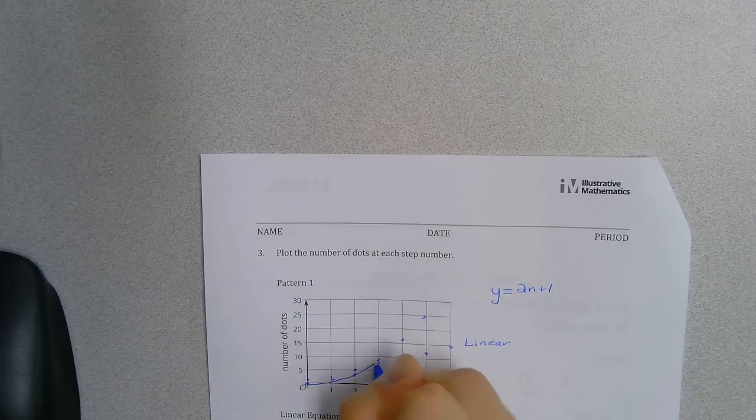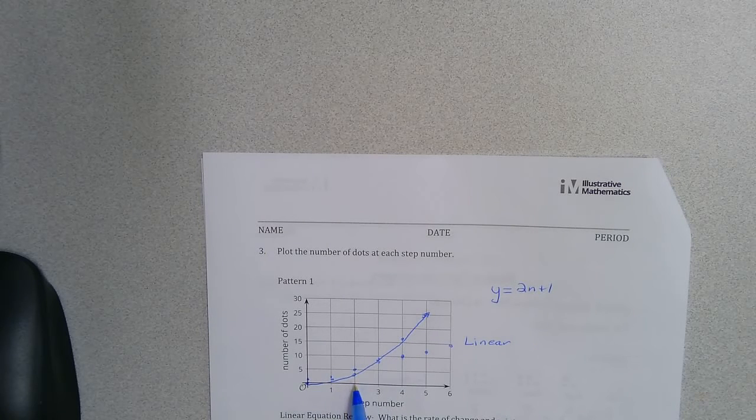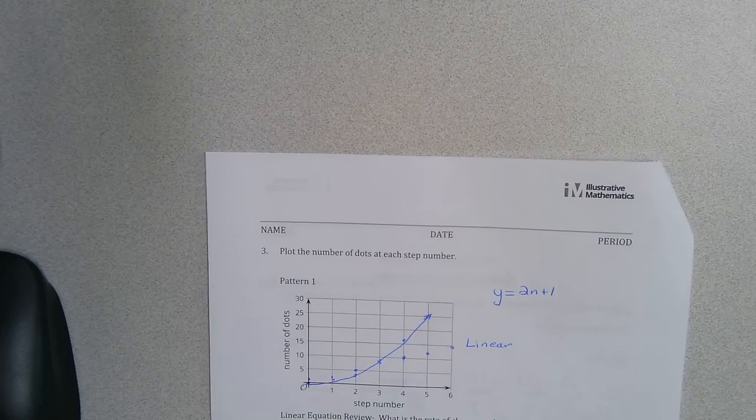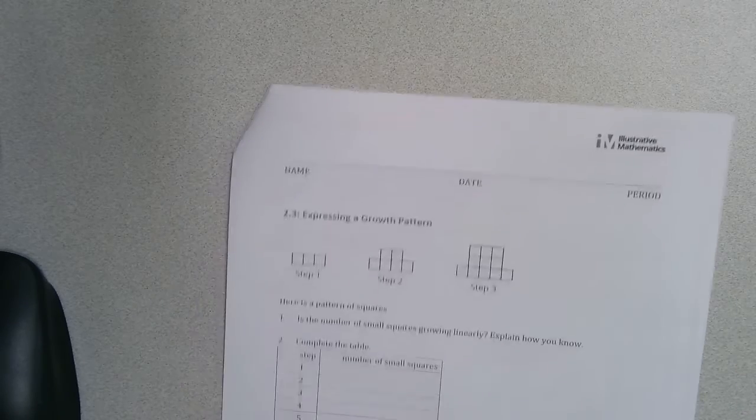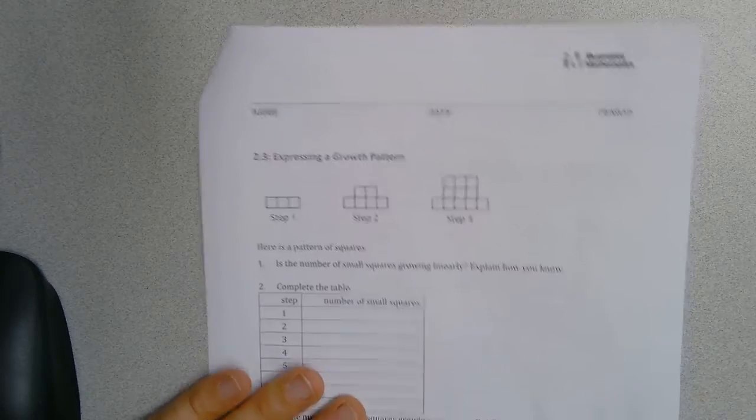For the second graph, I'm going to connect those dots to make a line, even though it wouldn't make sense to have a step between 1 and 2. I'm just going to connect them to show the difference between them. Now we're going to look at a little bit of a different pattern.